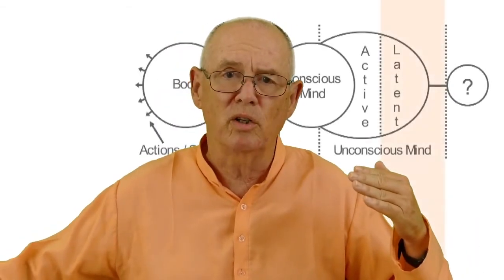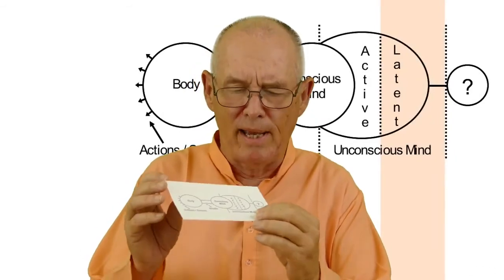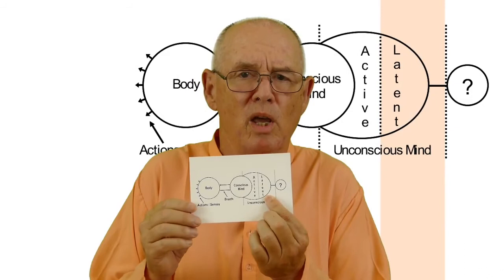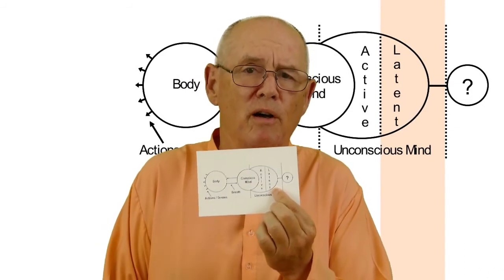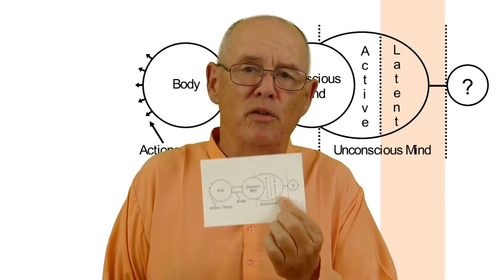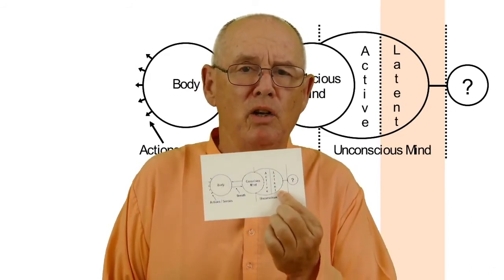So we have those three levels going on right now. We have conscious processing, we have active unconscious processing, and we have latent unconscious, which is the storage bank of our memories. It's the storage bank also of our samskaras, our deep impressions that are the driving force behind karma.